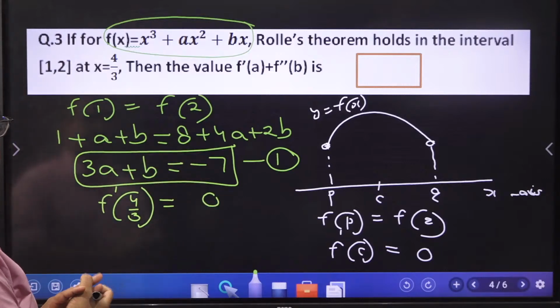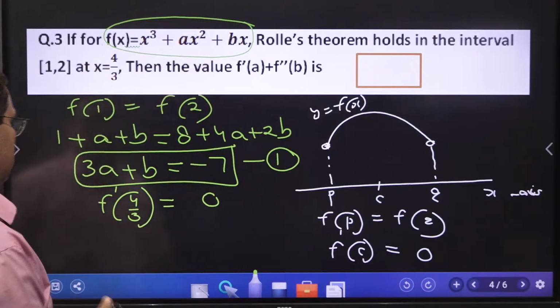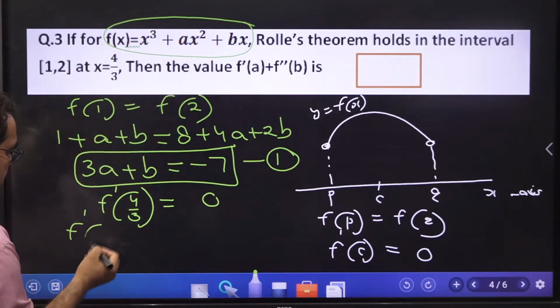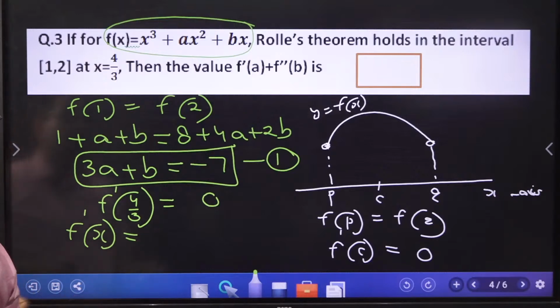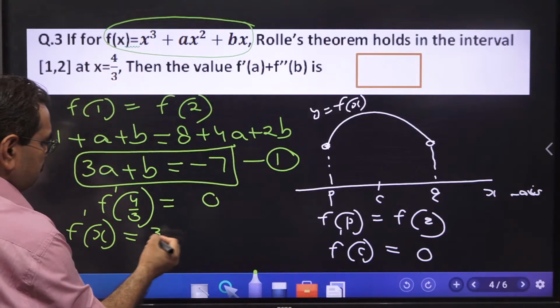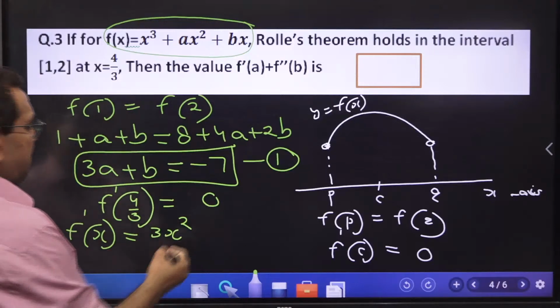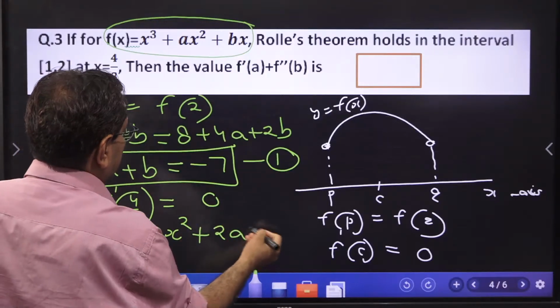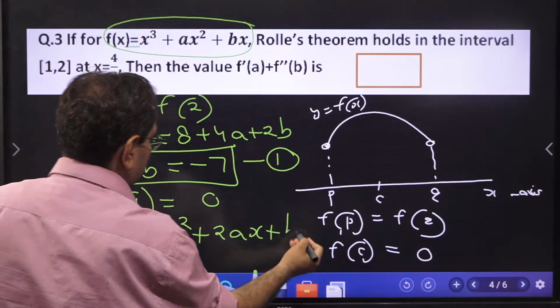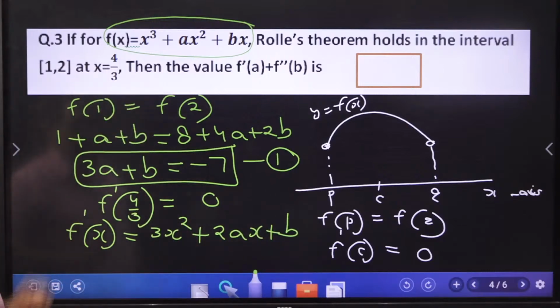So first of all, we need to compute f dash x here. So what is f dash x? f dash x is equal to 3x square, plus 2ax plus b. This is f dash x.